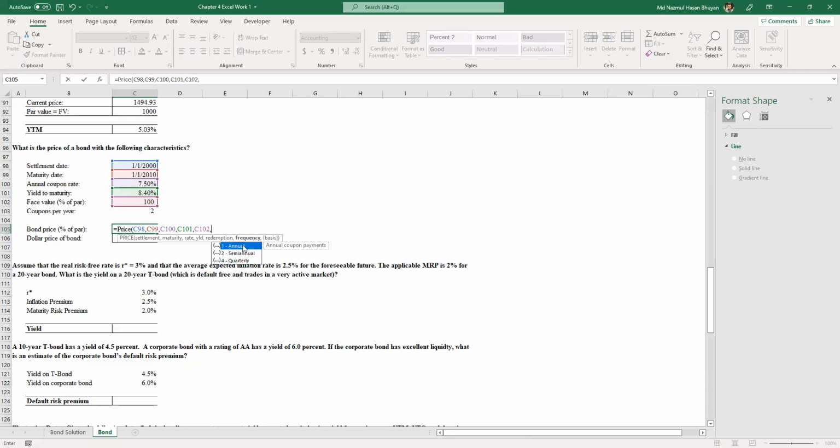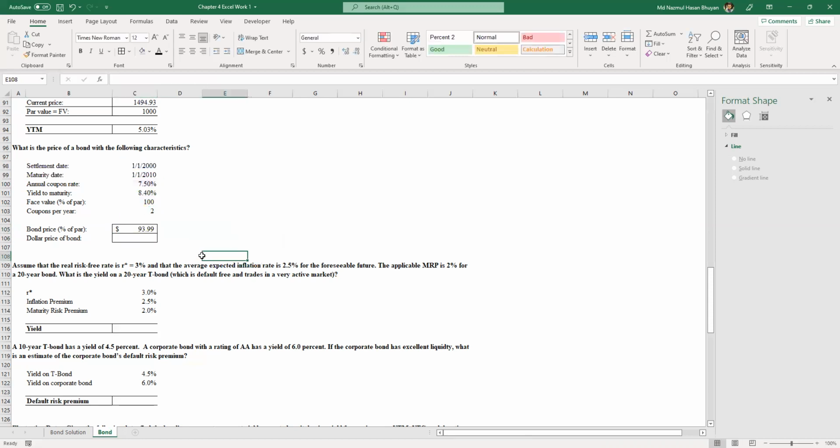Then frequency, if the bond pays annually, you should put 1. If the bond pays semi-annually, you should put 2. If the bond pays quarterly, you should put 4. So in this case, our bond will pay twice a year. Twice a year, and then close the bracket. Now, the price here we are gonna get with the price formula will always be as percentage of the par value.